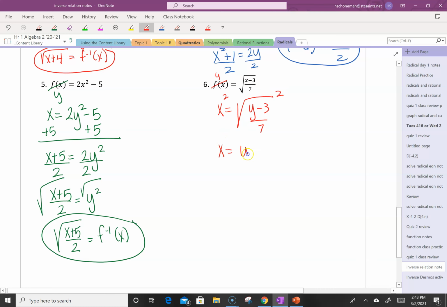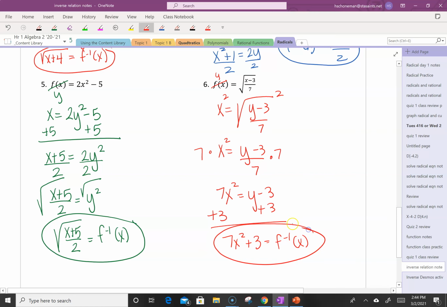So I get x squared equals (y minus 3) over 7. You can't add 3 to both sides until you deal with the 7. So to deal with that, I'm going to multiply both sides by 7. So I get 7x squared equals y minus 3. Add 3 to both sides. So 7x squared plus 3 equals the inverse of our function x. And that's our answer.